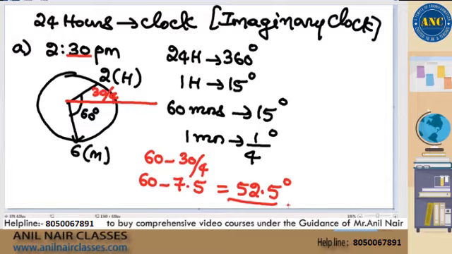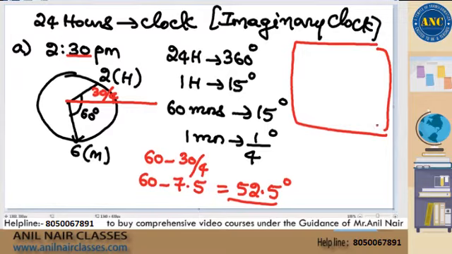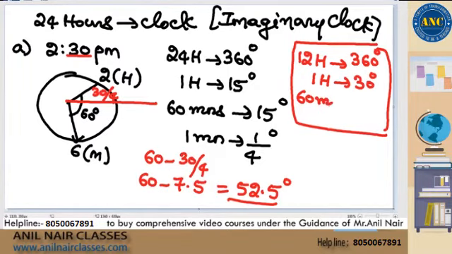52.5. Right? So only remember this premise. You don't need to memorize it, it comes very naturally to you. Total angle in a circle clock is 360 degrees. By default it is 12 hours. 1 hour is 30 degrees. 1 hour is 60 minutes, so 60 minutes is 30 degrees. 1 minute is half a degree.